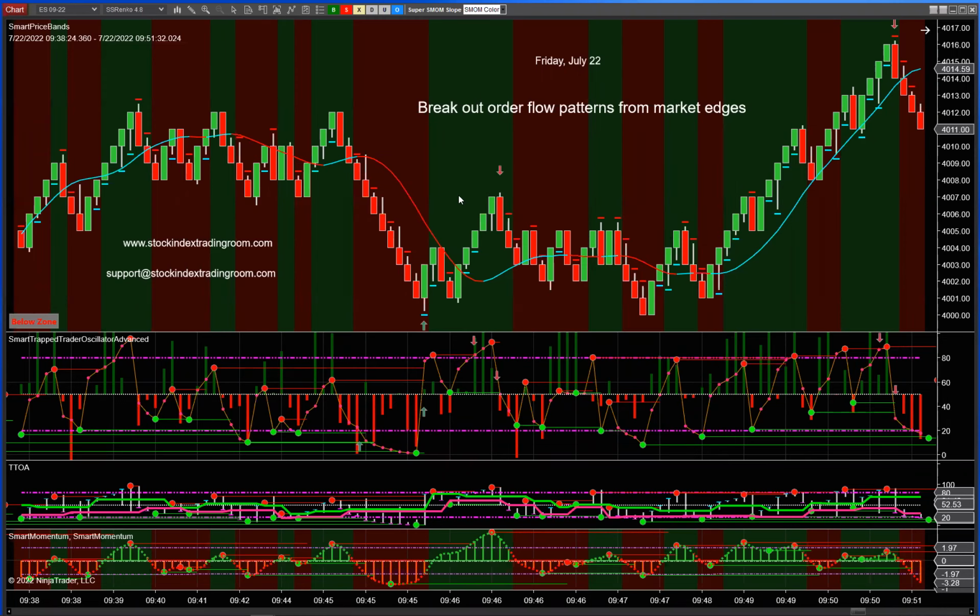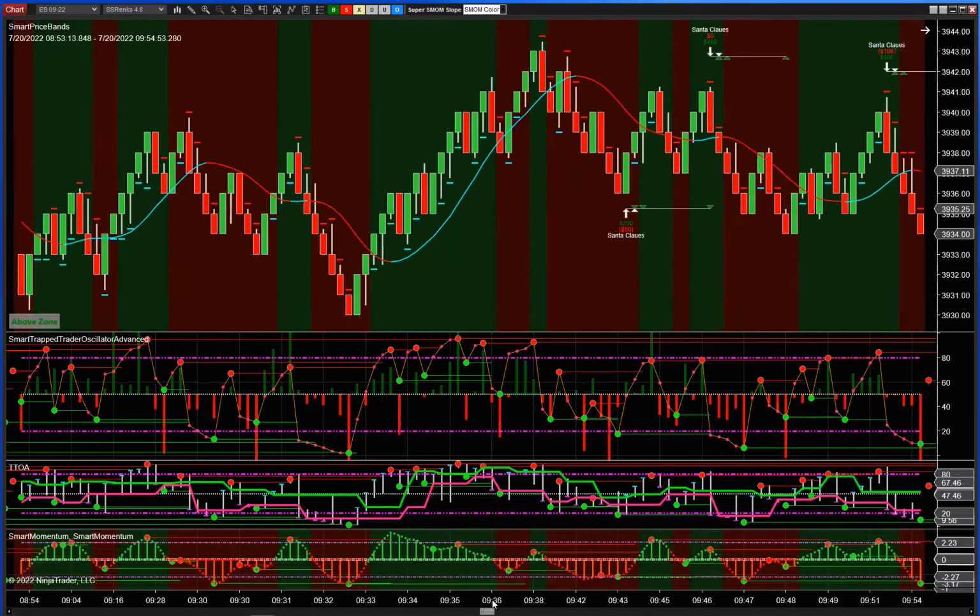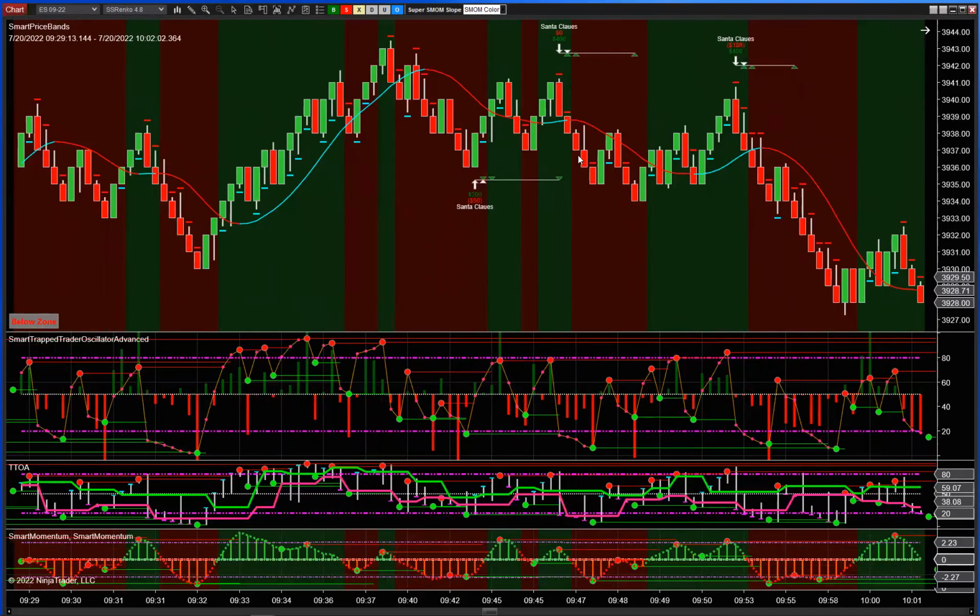So, breakout order flow patterns for market edges. We call this the Santa Claus, red and green at the same time. I've marked these throughout the week. We can scan through this right quick as we're closing. You can see, this is horrible in here. We don't want this market open. Okay, well, that makes sense. 953. Does that look like about the same time? 954 was the other one.